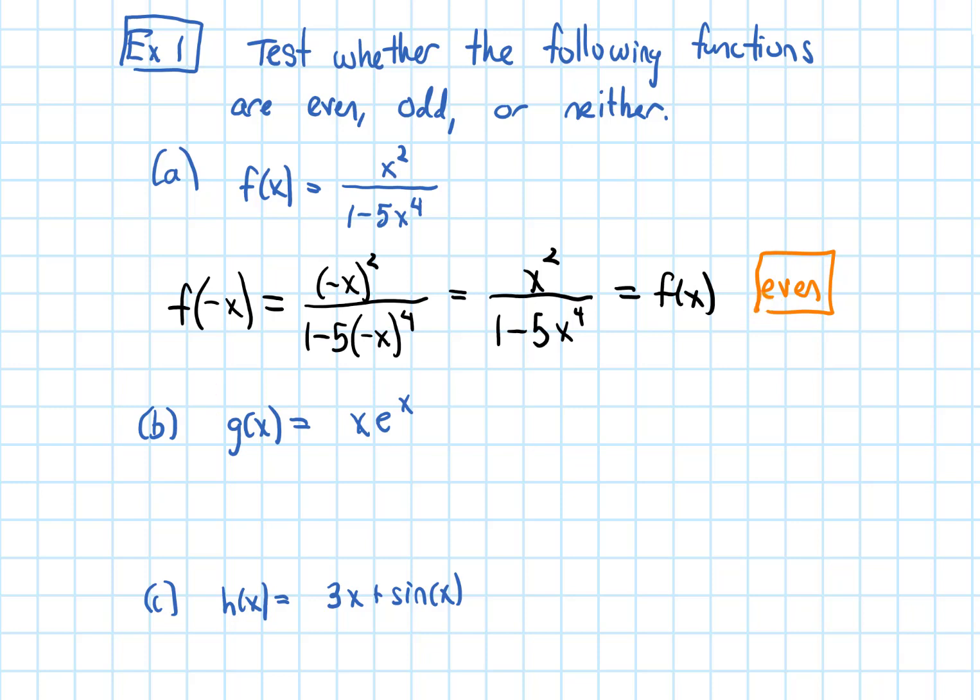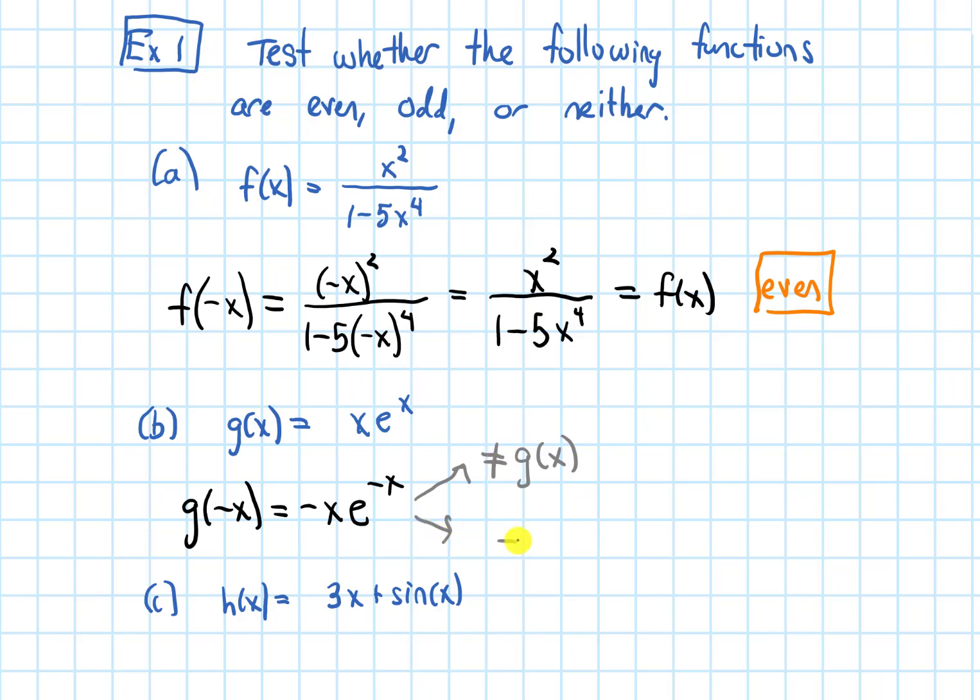Let's test this function g of x. Okay, so I'll do the same thing. I'll plug in negative x. In doing that, I'll get negative x times e to the negative x. And so with this, let's compare this to g of x. Well, it's definitely not the same as g of x, so it's not equal to g of x.